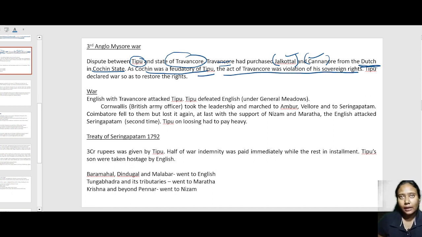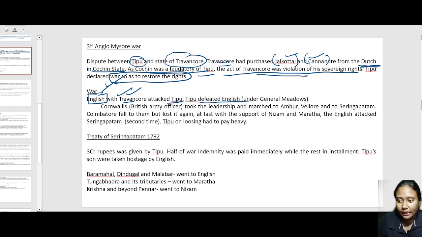So Tipu thought that the state which is under me and ruled by me, and I am not being asked any permission for it. So he thought that this act of Travancore was a violation of his sovereign rights. Tipu declared war so as to restore his right. The only way to regain his rights was to have a war between Tipu and Travancore, and the English helped Travancore in the war.